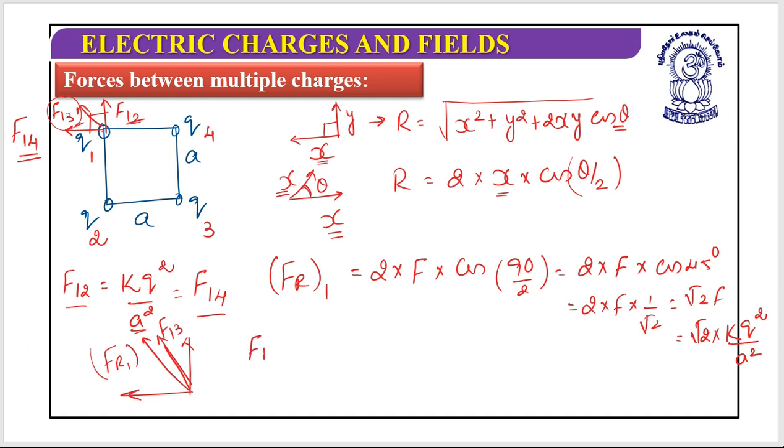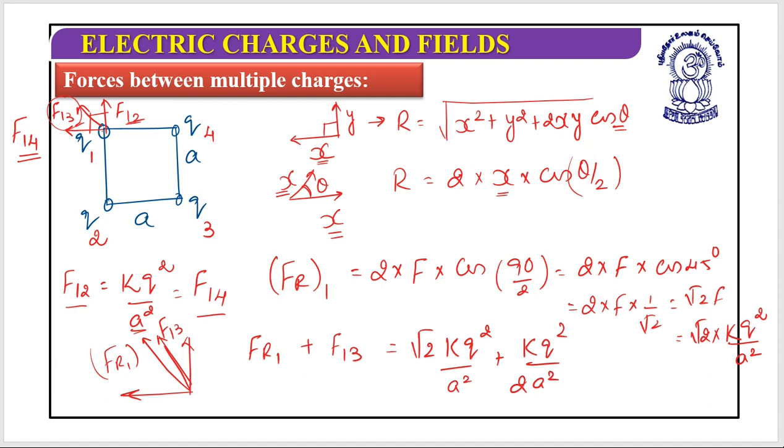So the direction of FR1 and the direction of F13 are equal. When the directions are equal, they would be just simply added. So FR1, what would it be? This is root 2 kq square by a square plus F13. What's its value? It's kq square by 2a square.